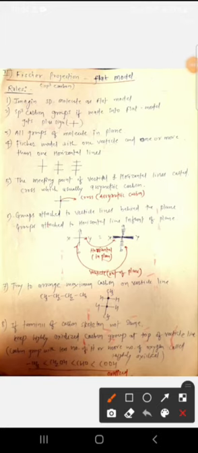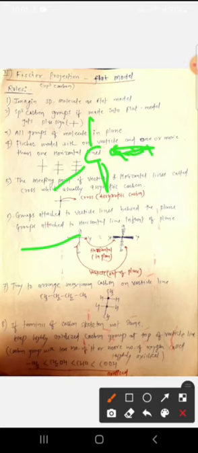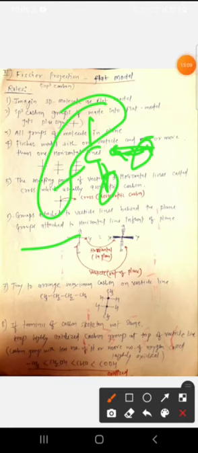Sixth rule is group attachment: two vertical lines behind the plane, groups attached to horizontal lines in front of the plane. We have discussed the carbon structure like this. This is the carbon structure. This is nearer to the observer, this is away from the observer. These two groups are in plane.